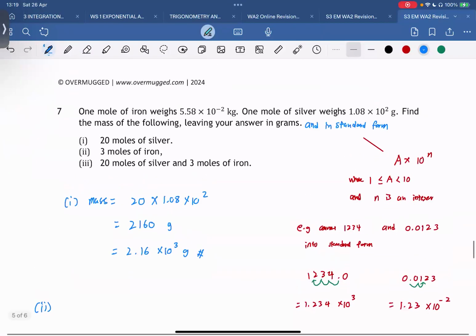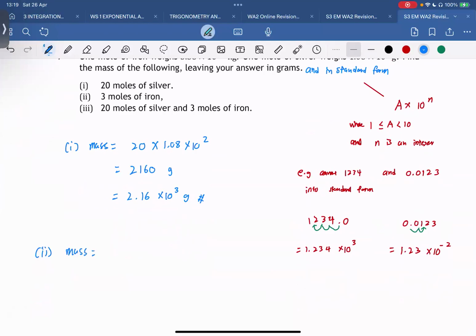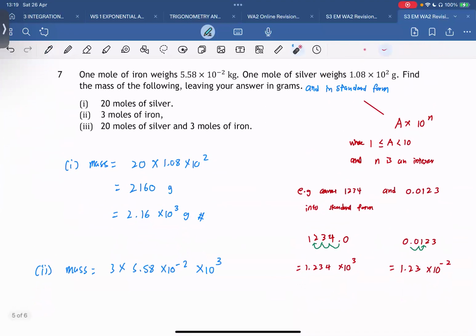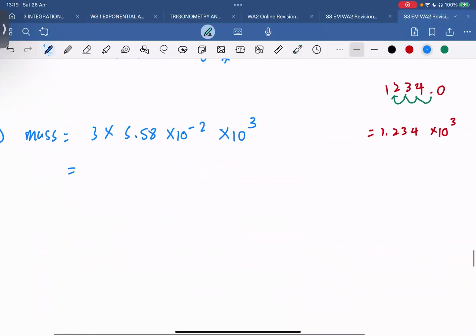Now, part 2, 3 moles of iron. Okay, so we take 3 times 5.58 times 10 to the power of -2 times 10 cube, or 1000, because the mass of the iron is in terms of kg, right? We need to leave our answers in gram. So we need to times an additional 1000. Okay, so plug this into your calculator, you'll get 167.4 grams. Okay, convert this to standard form. I have to shift the decimal place leftwards by 2 times. So this will be 1.674 times 10 to the power of 2 grams.